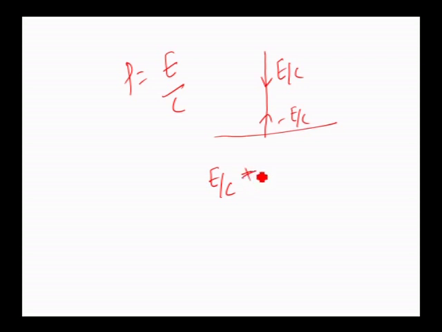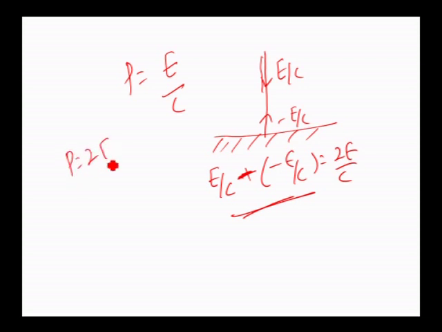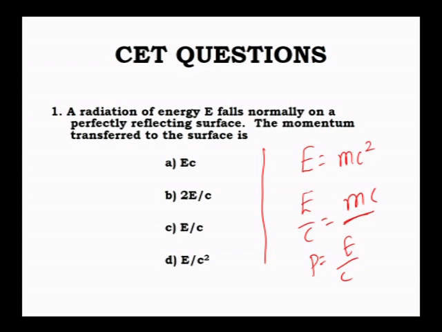Okay, now momentum is equal to E divided by c, because it is a perfectly reflecting surface, and they also mentioned normal incidence. Correct? Therefore, incident momentum is E by c, reflected will be minus E by c. Therefore, the change in momentum will be E by c minus of minus E by c, that is equal to 2 times E by c. This is also very important. If a perfectly reflecting surface is given, with normal incidence, then momentum transferred will be equal to 2 times E by c. Therefore, the answer is the second option. Clear? Remember this: always for a perfectly reflecting surface, momentum transferred will be 2 times E by c.